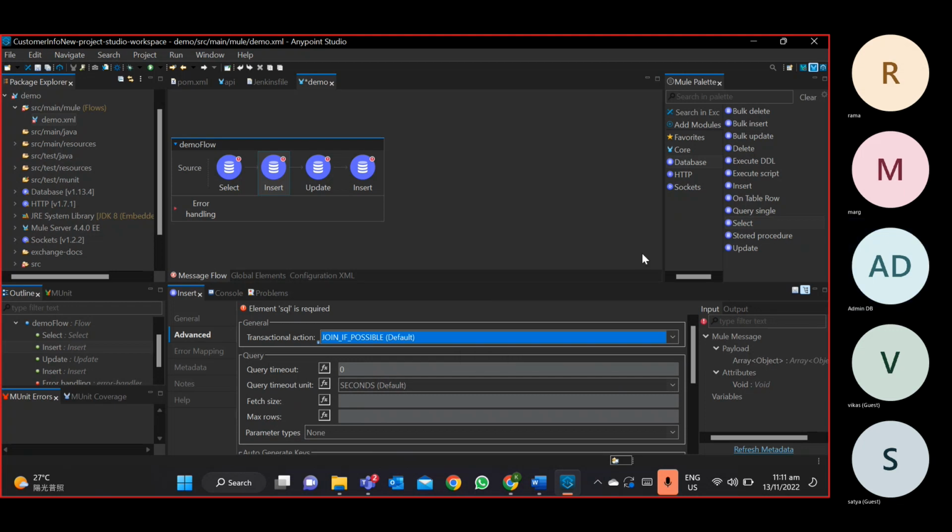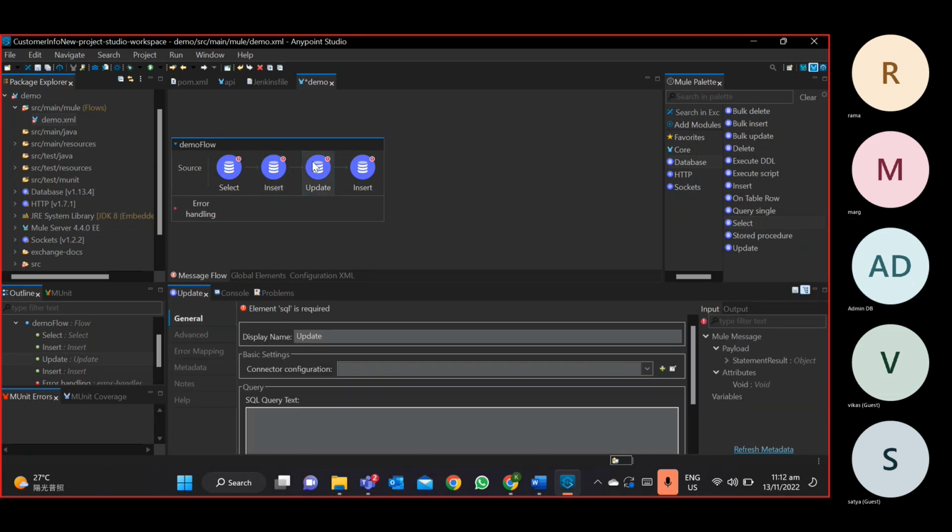So here you can see we have three write operations, and all three will participate in the transaction. If due to any reason this insert is successful and this insert failed, or this update failed, then automatically this insert will be rolled back. If these two are successful and this third one failed, then automatically these two will be rolled back. Whatever update and whatever insert happened will be rolled back.